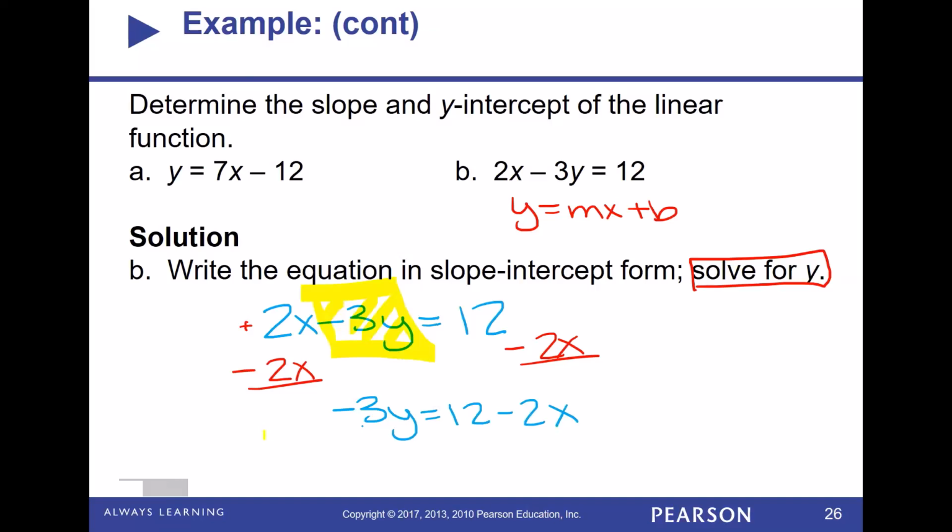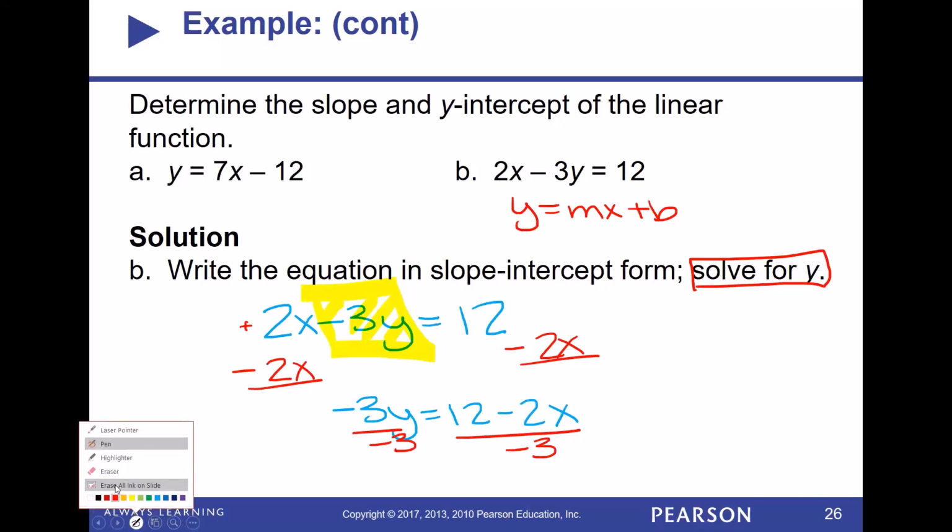Okay, now that you've got the term that had y in it all by itself, we can divide by our lovely coefficient there. So I'm going to divide by negative 3. Again, remember you're dividing everything by negative 3 there. Everything, left and right. Okay, once you've done that, we end up with our beautiful y equals.